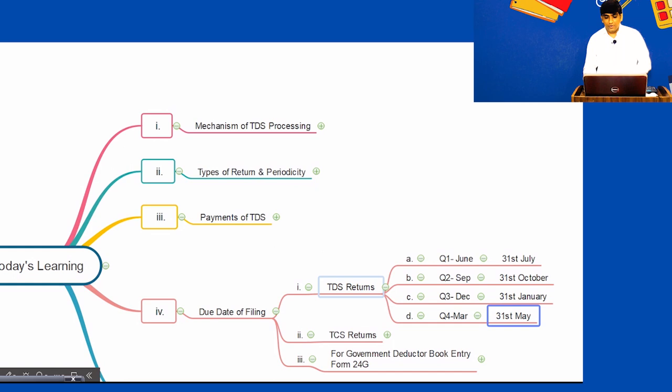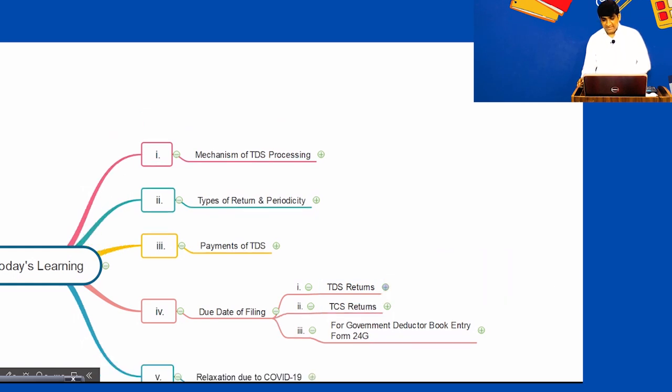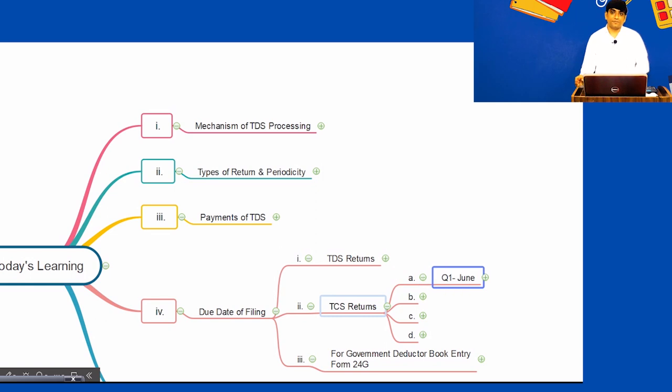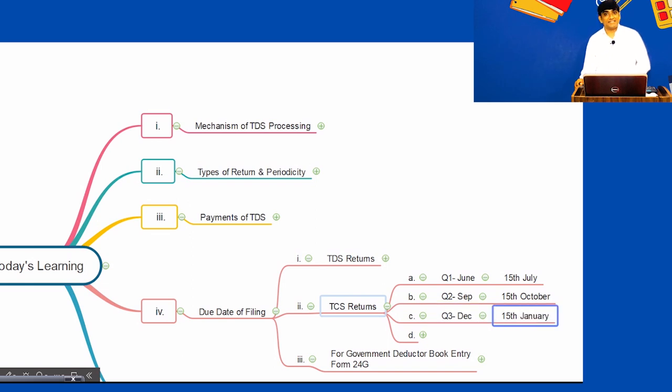Now let's see due dates for TCS returns. TCS return for quarter 1, it is 15th of July. For quarter 2, September ending, 15th of October. Quarter 3, December ending, 15th of January. And quarter 4, March ending, it will be 15th of May. I hope you are crystal clear on the TDS and TCS return filing due dates.